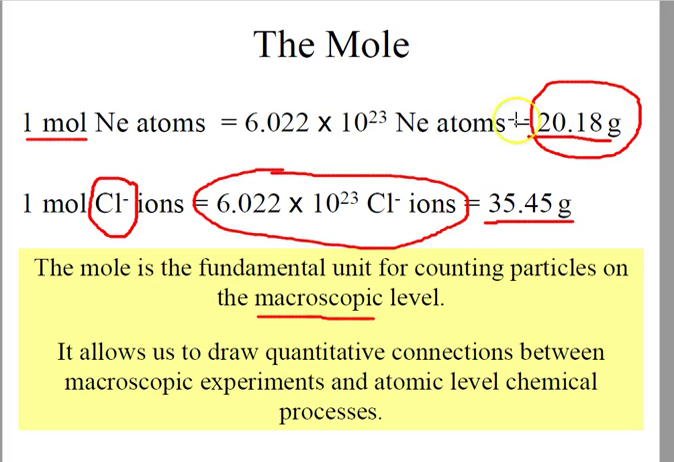So this allows us to count because we know if we have 20.18 grams, for example, we have that many neon atoms. And if we have 10 grams, then we have approximately half as many atoms. So we're allowed to draw connections between the macroscopic experiments that we do and the atomic level chemical processes that are actually taking place. We're taking the macro that we can see in grams and relating it to the micro that we can't see, which would be the actual number of the atoms.